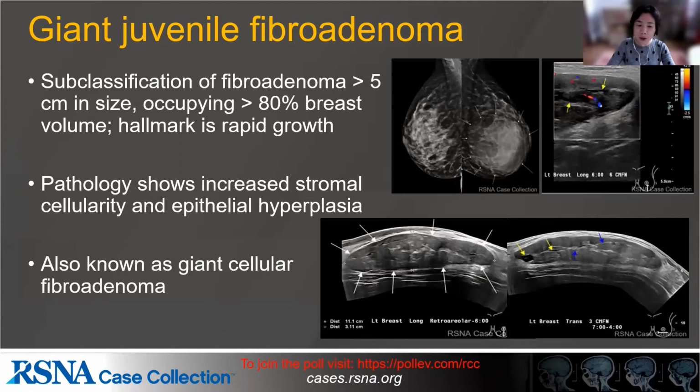On pathology, you typically see increased stromal cellularity and epithelial hyperplasia. And again, because of the overlap, even on pathology with phyllodes tumor, and because it's often very symptomatic for these patients, surgical excision is typically performed to clinch the definitive diagnosis. And as you can see, when they are large, they can have internal cystic spaces and clefts.